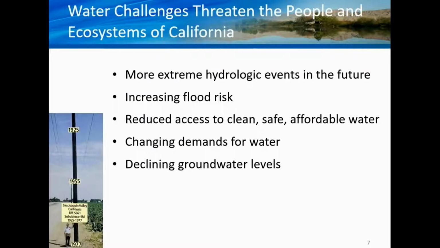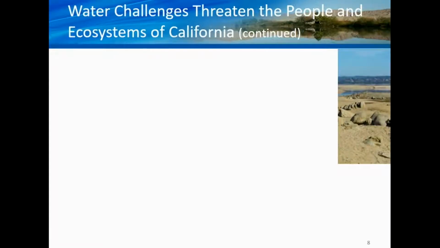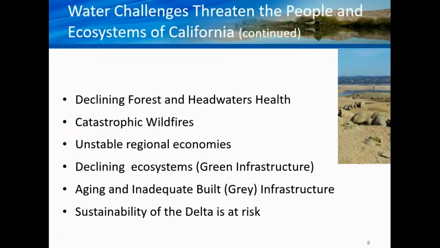So there's challenges that come to the ecosystems and people here, and we're going to be seeing more extreme hydrologic events in the future, increasing flood risk, reduced access to safe, affordable water, changing demands, and declining groundwater levels. These are probably things that you're familiar with. Also declining forest and headwaters health, catastrophic floods, catastrophic wildfires, unstable regional economies. Declining ecosystems is one that we're focusing more on as well. And then infrastructure needs. And the delta is also at risk too.